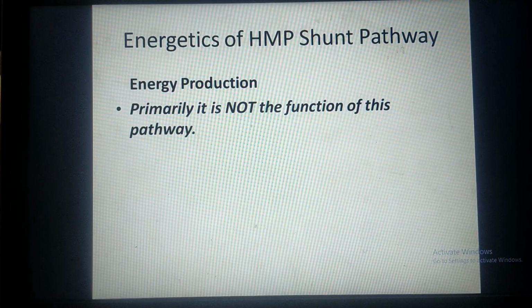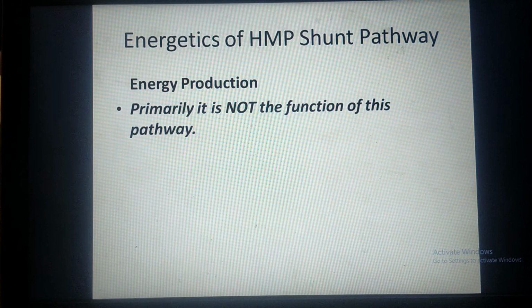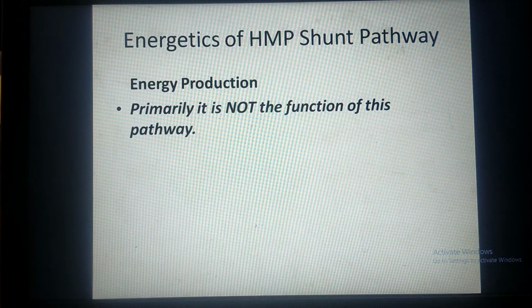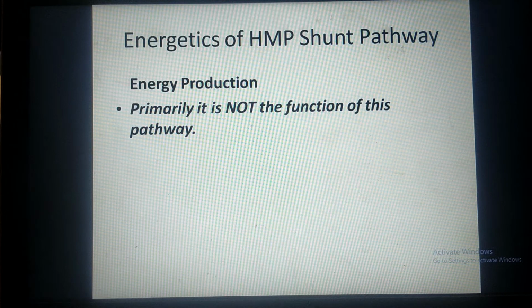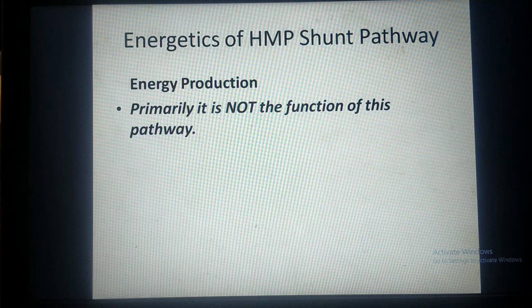Now come to the energetic part of this pathway. Here no ATP is synthesized, no ATP is utilized, because in our body reduced NADPH does not give any ATPs. NADH will give 2.5 ATPs, but reduced NADPH will not give any ATP in human beings.